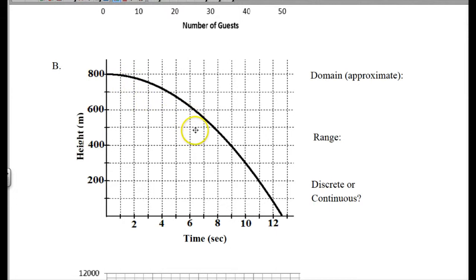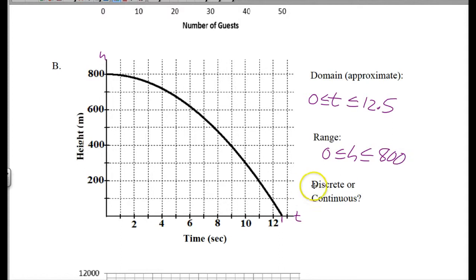This is not linear. The domain, 10, 11, 12. Is that 12 and a half? I'm going to go with 12 and a half. Domain: we don't have labels, but time and height. So let's put t. 0 is less than or equal to t, which is less than or equal to 12.5. And the range is 0 to 800. So 0 is less than or equal to h. Remember, lowest value, less than or equal to variable, less than or equal to highest value. And this data is continuous.